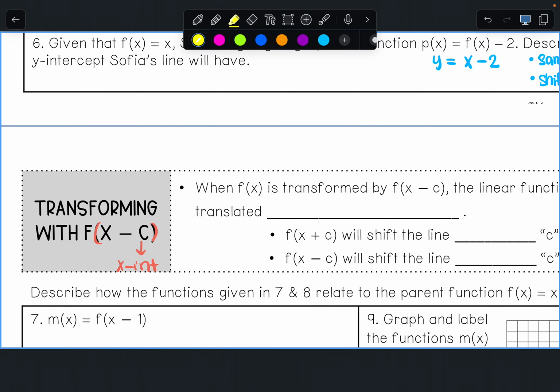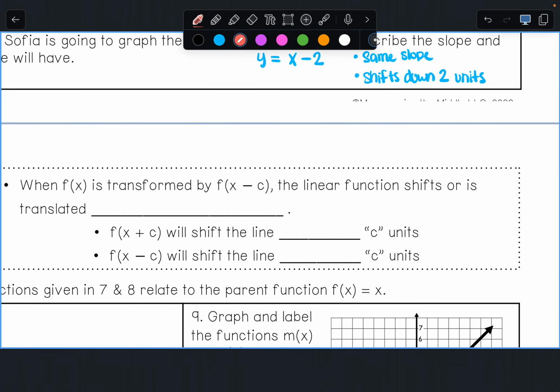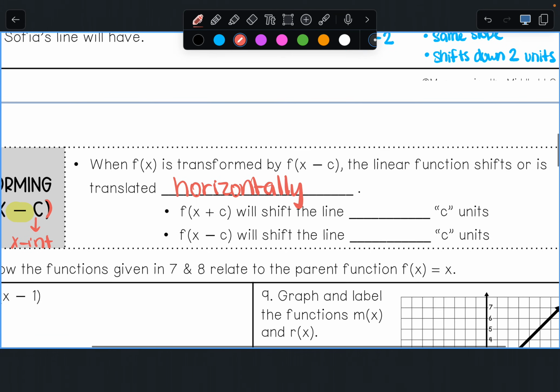But because there's a minus here, think about your point slope form. This is going to be the opposite, okay? It only changes to a plus sign if you plug in a negative number. But if you plug in a positive, it stays as a minus sign, okay? When f of x is transformed by f of x minus c, the linear function shifts or is translated horizontally. So once again, because of this minus sign, you have to think of the number that is plugged in as opposite.